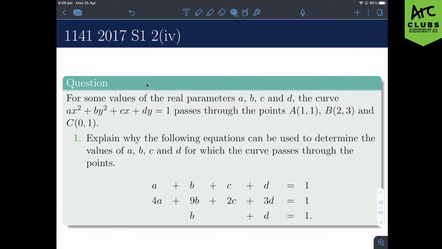But let's move on to some questions. The first question's going to be kind of a warm-up, I guess. It asks us, for some values of the real parameters a, b, c, and d, the curve ax squared plus by squared plus cx plus dy equals 1 passes through the points A at 1, 1, B at 2, 3, and C at 0, 1.